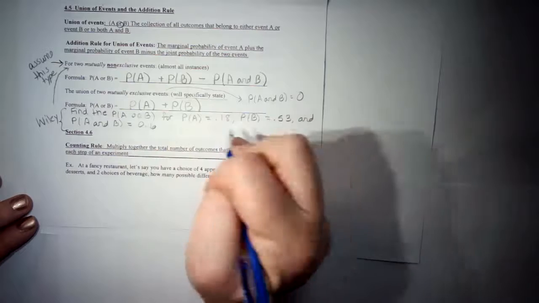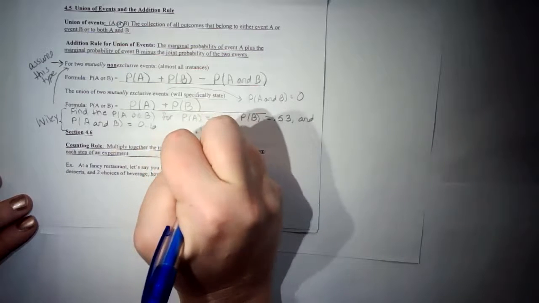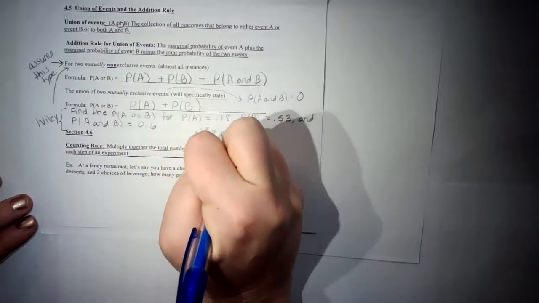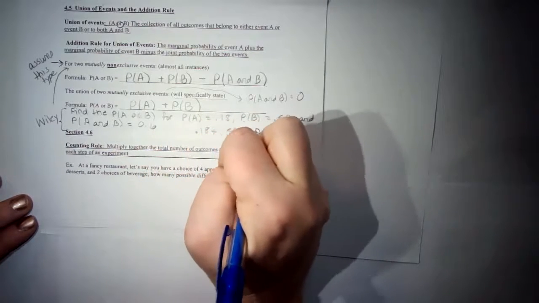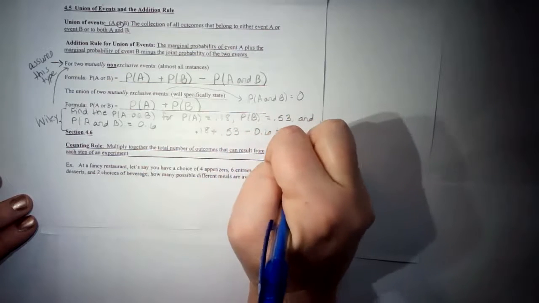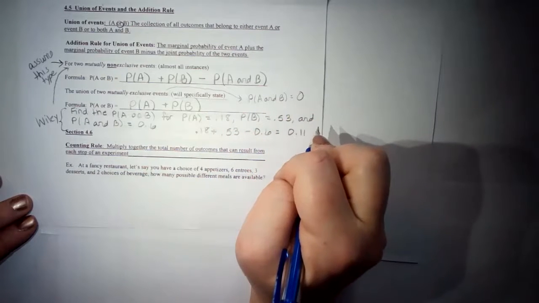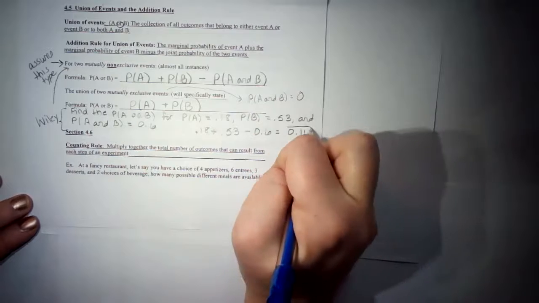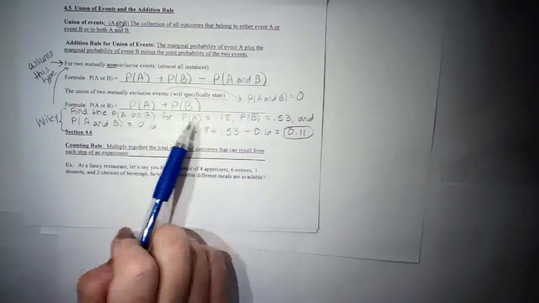Okay, so all we're going to do is take 0.18 plus 0.53 minus 0.6. I came up with 0.11, but I have something erased there, so we'll just pretend that's right. Okay, that's it. That's how you would find the probability of a union. There is a question like that on Wiley. Now, most of the time, you're going to have to come up with these decimals.